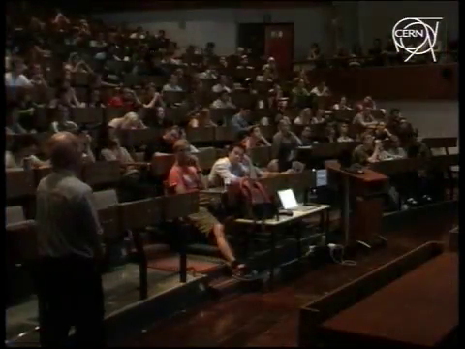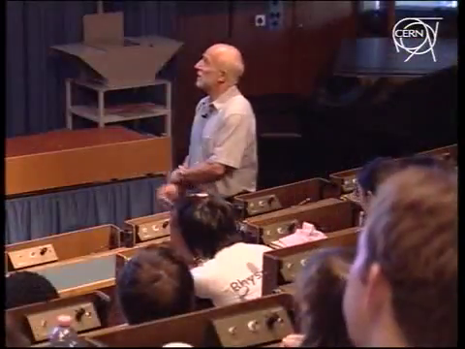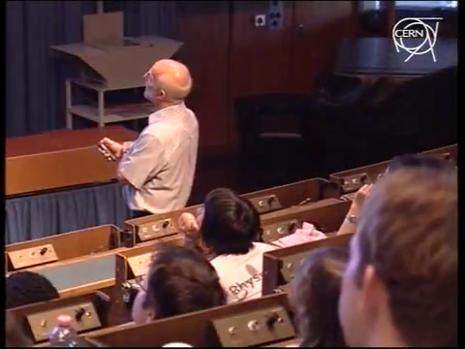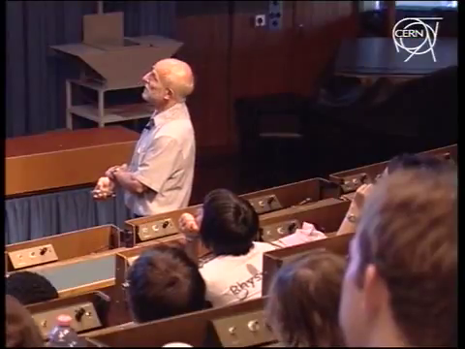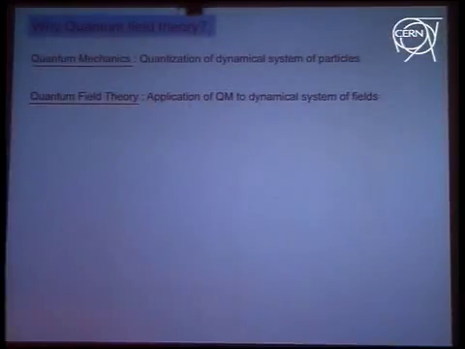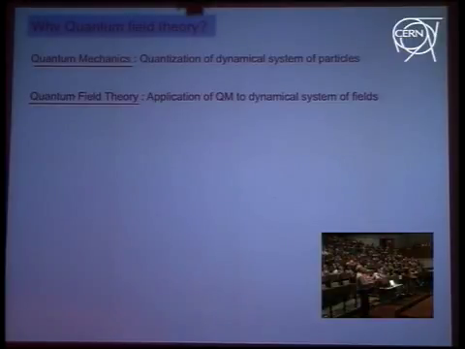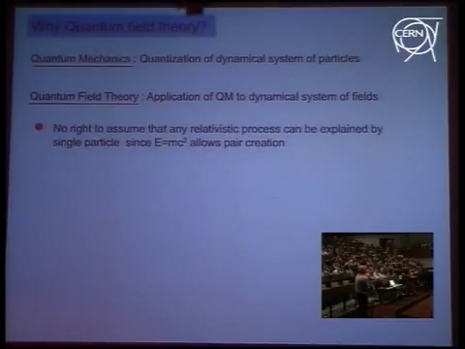So going back, quantum field theory. Why do we need quantum field theory? Well, quantum mechanics is a quantization of a dynamical system of particles. And the difference between that and quantum field theory: quantum field theory is an application of quantum mechanics to a dynamical system of fields. And to date, I haven't defined what a field is. It's different from a particle, and we'll have to see what it means. Let's look at some of the drawbacks of quantum mechanics. Probably you haven't seen many drawbacks of quantum mechanics. They seem to work rather well.